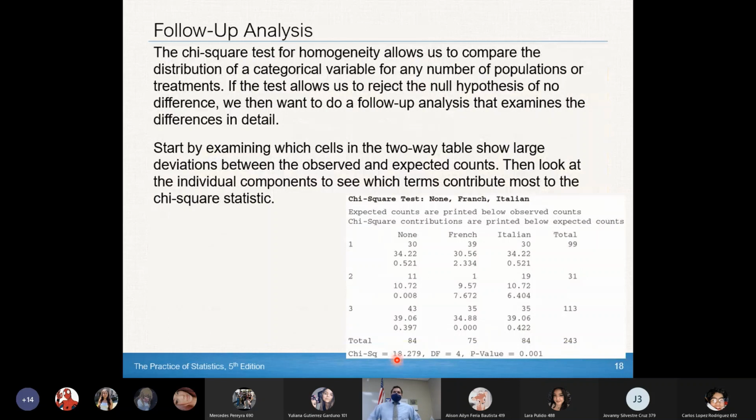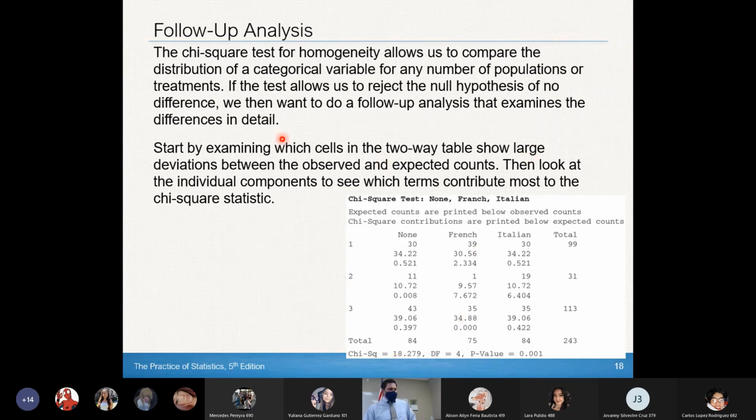And then we do a follow-up analysis because we did find significance. The chi-square test for homogeneity allows us to compare the distribution of a categorical variable for any number of populations or treatments. If the test allows us to reject the null hypothesis of no difference, we then want to do a follow-up analysis that examines the differences in detail. Start by examining which cells in the two-way table show large deviations between the observed and expected counts. Then look at the individual components to see which terms contribute most to the chi-square statistic.